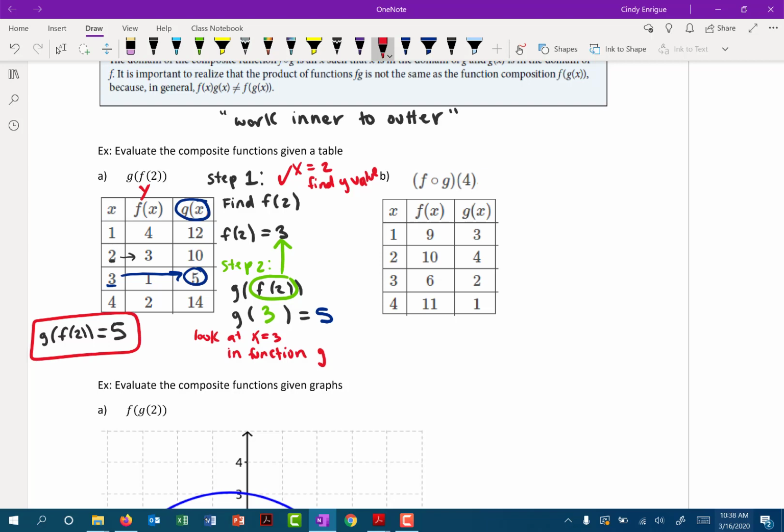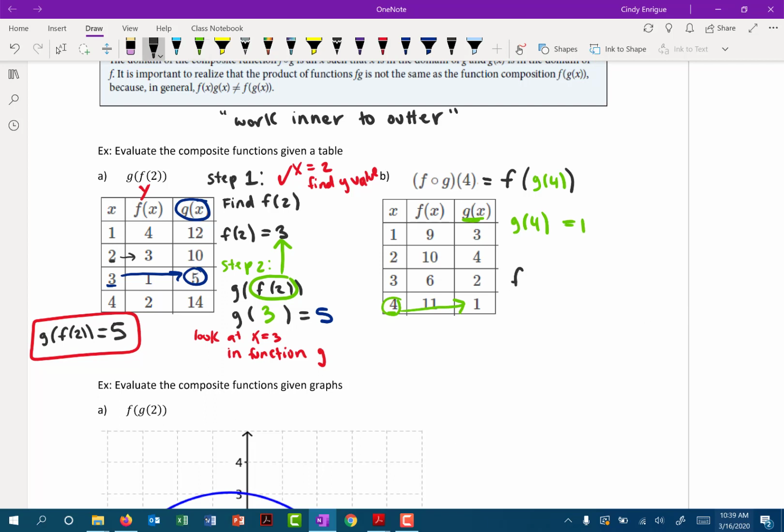Part B is very similar, except the notation looks different, but that's okay. This is really saying f composed with g. So f is on the outside, so f stays on the outside. So the inside that we're going to try to figure out is g of 4. So we need to figure out that part first. So okay, g of 4. So we're looking at the function g, and we're looking at our x value of 4. So here's 4, and we're looking at the y value. Ooh, that's equal to 1.